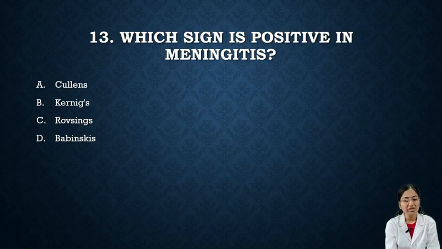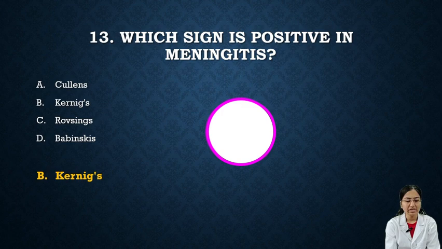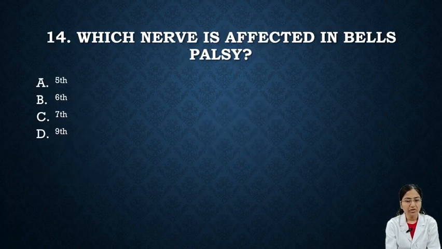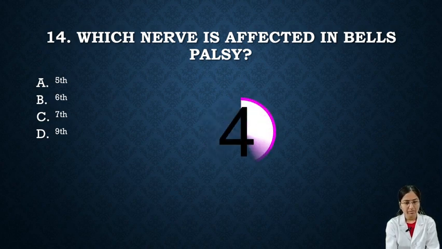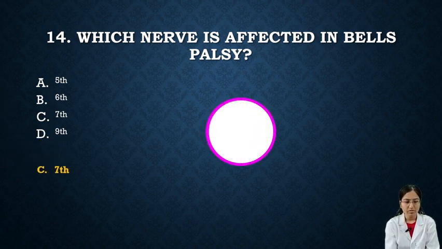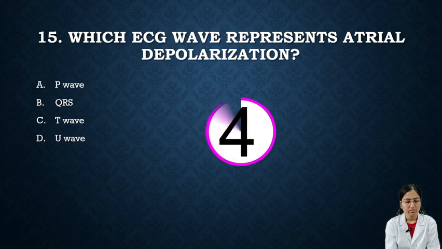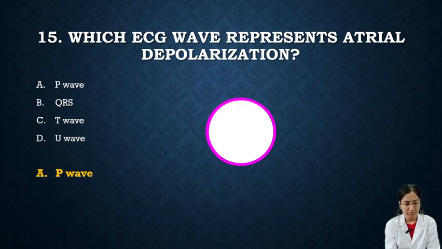Which sign is positive in meningitis? Kernig's. Which nerve is affected in Bell's palsy? Seventh cranial nerve. Which ECG wave represents atrial depolarization? Right option is P wave.